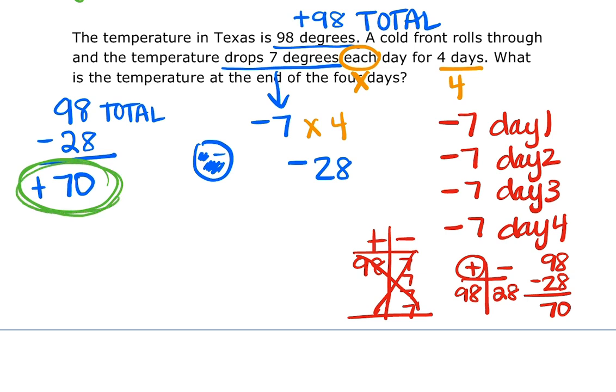So again, this problem is all about vocabulary. Understanding drop was a negative. Each was a multiplying word. It's happening multiple times each. And then, again, over 4 days. So that is your refresher on integers.